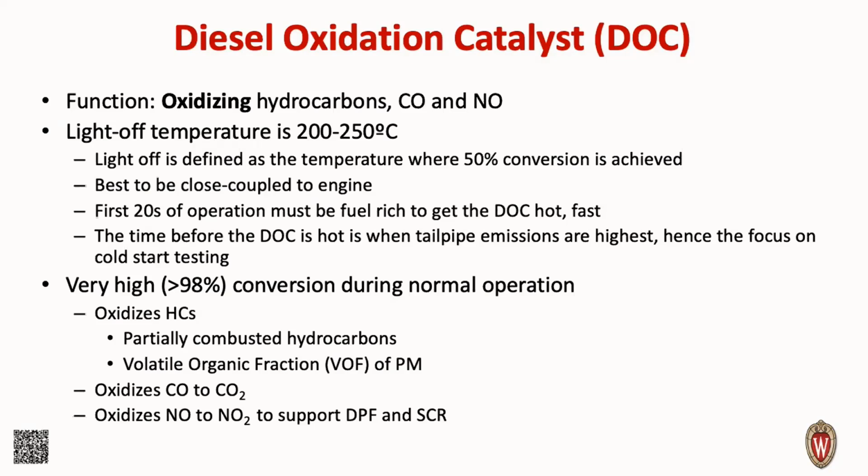The light-off temperature for the DOC is around 200 to 250 C, so it's something that can get heated up pretty quickly. Light-off is specifically where 50% conversion of the emission species is achieved. So where we're at least converting 50% of the incoming CO and NO and hydrocarbons. The DOC is best if it's close coupled to the engine, so it gets hot really quickly. And the first 20 seconds of diesel operation tends to have to be a little bit fuel rich in order to get the DOC hot quickly.